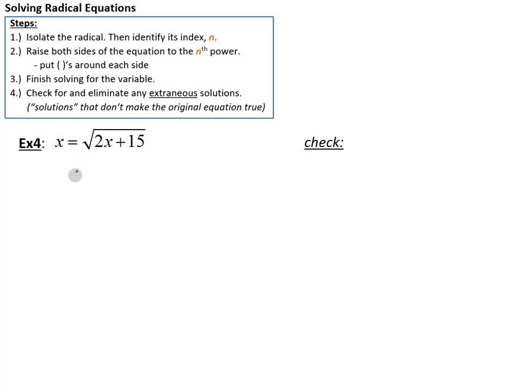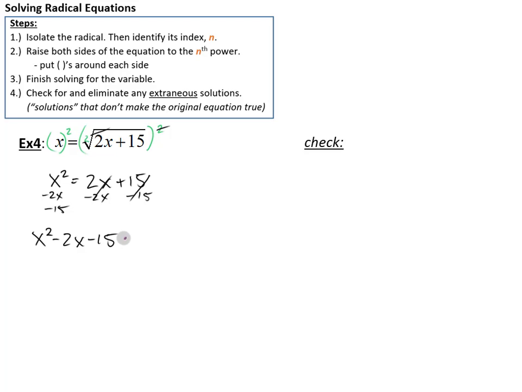Okay, let's do one last example here. My radical is basically already isolated on this side of the equation, so that's nice. Let's identify its index. Once again, it's a square root, so we need to square both sides to get rid of that square root. We end up with x squared, and here the square root and square cancel. We get 2x plus 15, and again we have a quadratic. So let's subtract 2x to the other side, and subtract 15 over, so we can set this equal to 0.